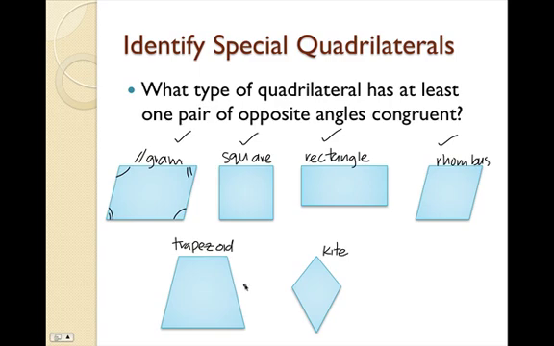Now let's move on to a trapezoid. Remember, for a trapezoid, opposite angles are not going to be congruent. Base angles could possibly be congruent if it's an isosceles trapezoid, but opposite angles will not be congruent. So trapezoid does not fit this definition. And for a kite, we have a theorem that says exactly one pair of opposite angles of a kite will be congruent. So a kite works as well.